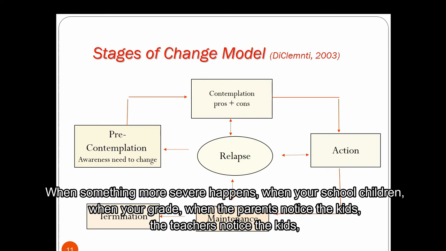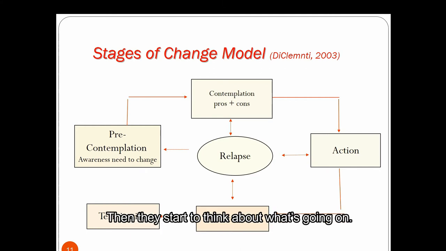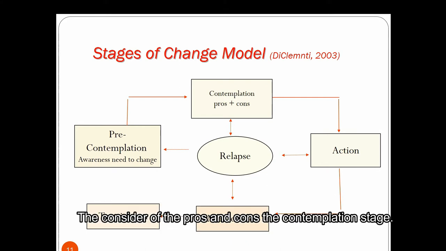And then contemplation, when something more severe happens. For school children, when the parents or the teachers notice that the children's school grades are beginning to drop and they begin to neglect hygiene, then they start to think about what's going on, and weigh whether we should do something about it or just leave it and wait and see. This is the weighing stage, where they consider all the pros and cons, the contemplation stage.